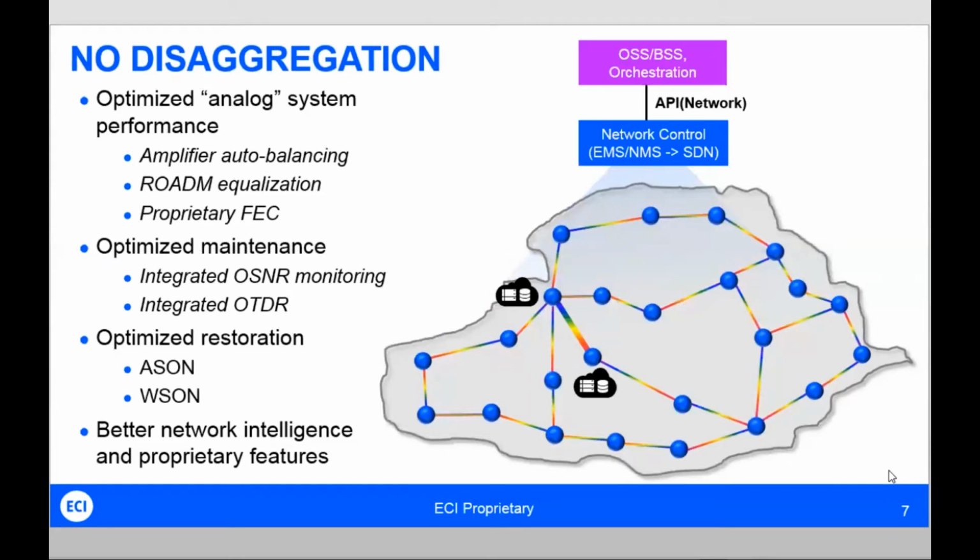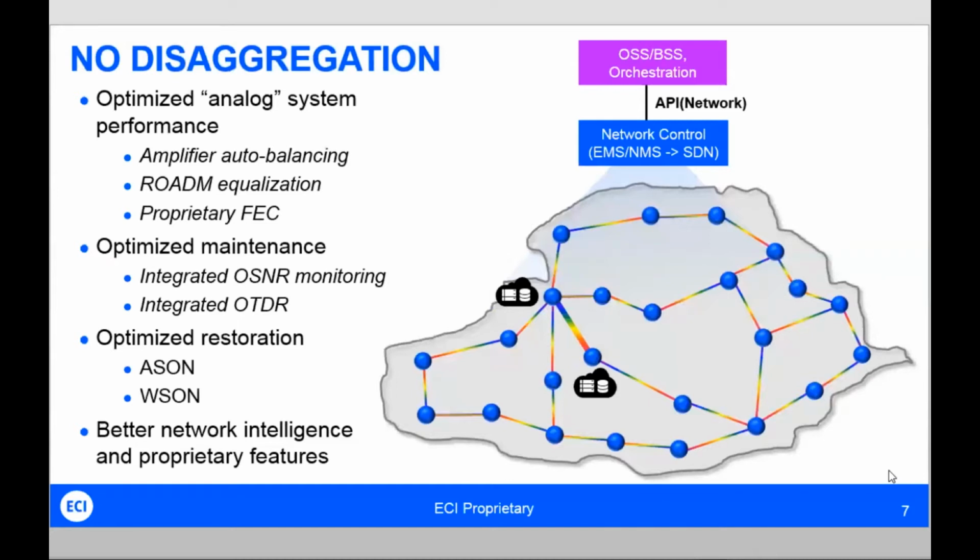So for instance, balancing the amplifiers, equalizing the signals on the ROADM, and then in particular, really gaining the most performance in terms of the transmit receive, in terms of the various forward error correction settings that are used on the transmit path. And today, when you go into a single vendor, of course, they'll be using some proprietary level of these FEC settings in order to maximize the performance on the links.